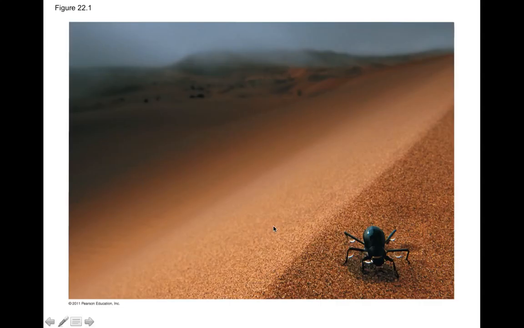For example, here we've got a beetle that is living in the Namib Desert in southwestern Africa. And this beetle appears to be doing some form of early morning yoga. But what it's really doing is taking advantage of the early morning dew to collect water. The Namib Desert is one of the driest places on Earth, so how can anything live there?